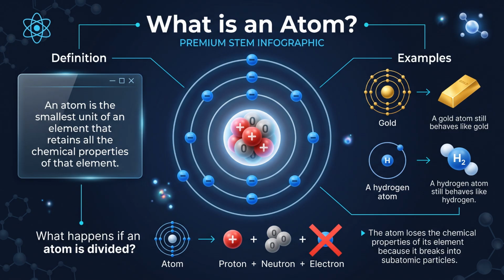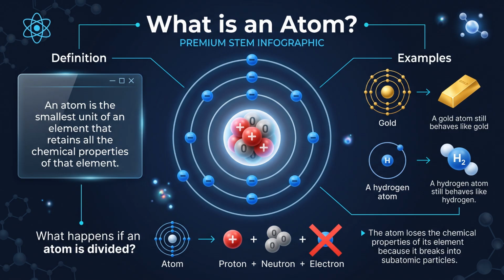Dividing the atom. Finally, the bottom panel asks a crucial question. What happens if an atom is divided? If you were to break an atom apart into its individual subatomic particles, it completely loses its identity. As the red X indicates, once it is dismantled into just a loose proton, neutron, and electron, the atom loses the chemical properties of its element. It is the specific intact combination of these 3 particles working together that gives every element in the universe its unique characteristics.